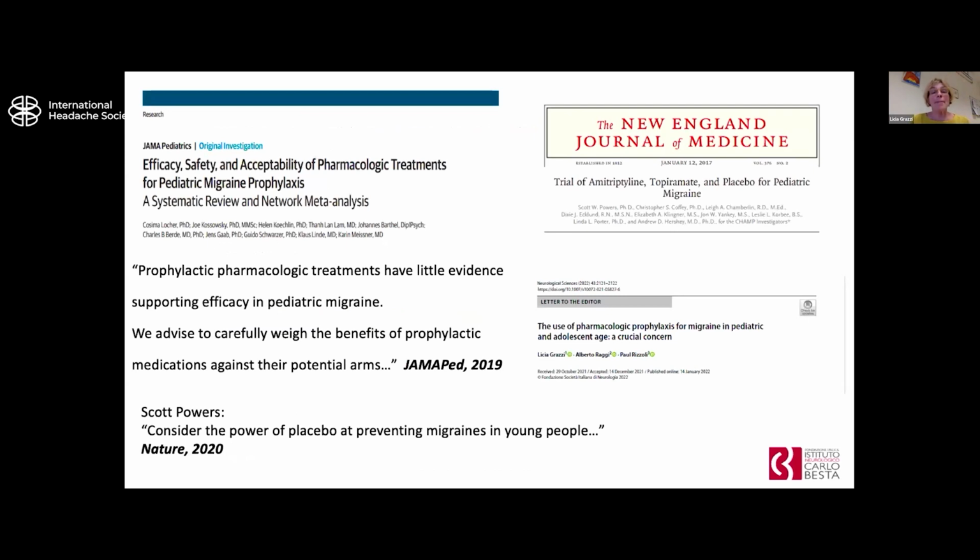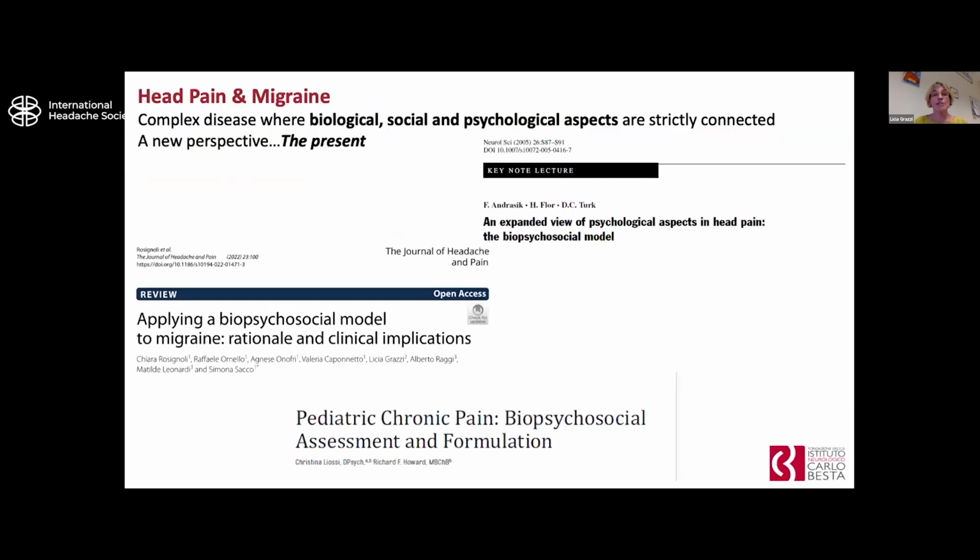In the last year, many reports confirmed that pharmacological treatments for migraine in young age are not always very helpful. We have the CHAMP study that confirmed that placebo was much more helpful than topiramate in that study. And also Locker in that review few years ago confirmed that pharmacological options are not always very effective. And in an interview, Powers and his collaborators considered the power of the placebo that can be very helpful in case of young patients. And these are factors that we have to consider when we meet young patients with migraine.